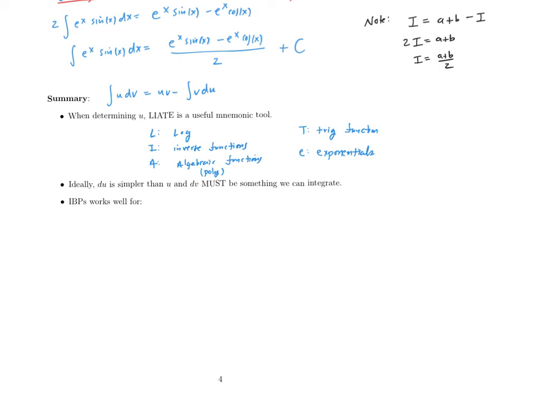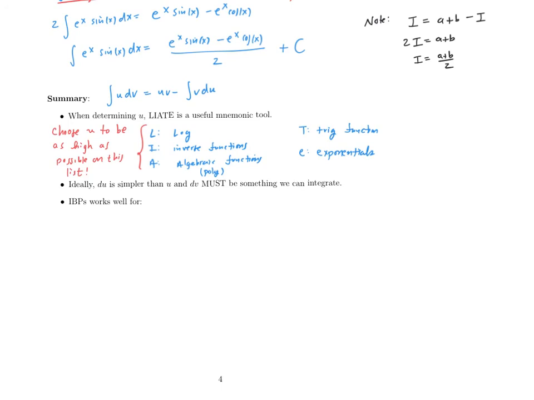And how we use this mnemonic tool is that we want to choose our u value to be as high as possible on this list. Furthermore, another observation that we've made multiple times to just keep in mind is that dv must be something we can integrate. If not, we can't use integration by parts. And it's ideal if du is simpler than u.